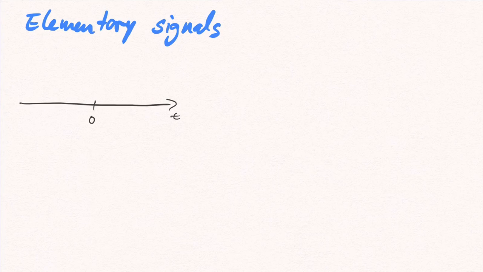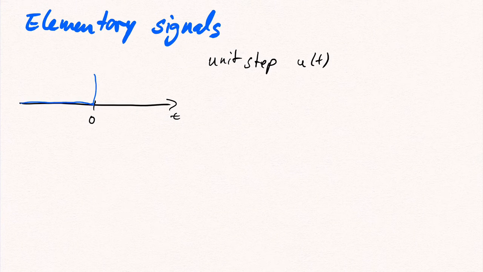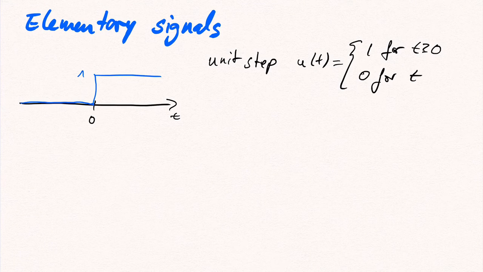The first elementary signal of interest for us is the unit step, also sometimes called the Heaviside function, which we denote small u of t. It's 0 for all time up until 0, and then jumps to the value 1. Hence, it is defined as 1 for t greater or equal to 0, and 0 for t less than 0.